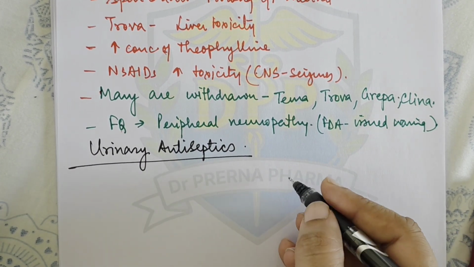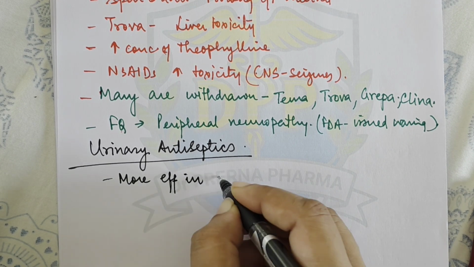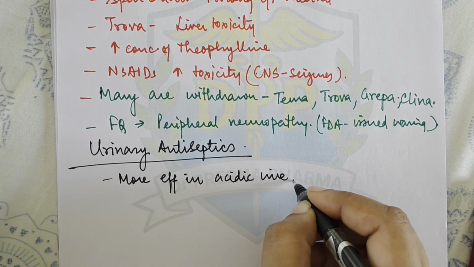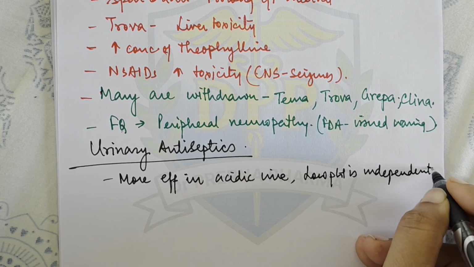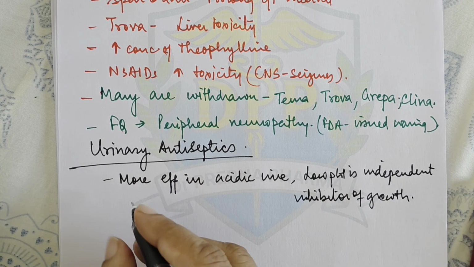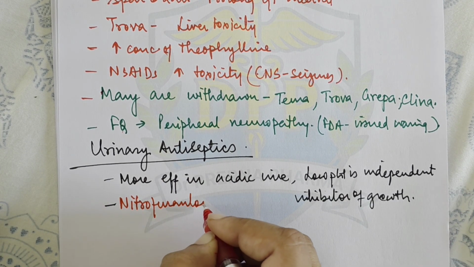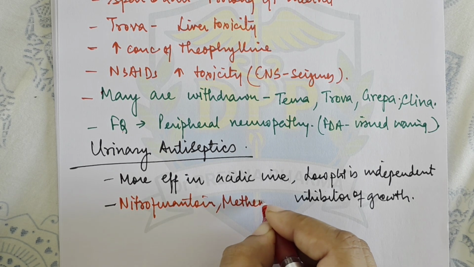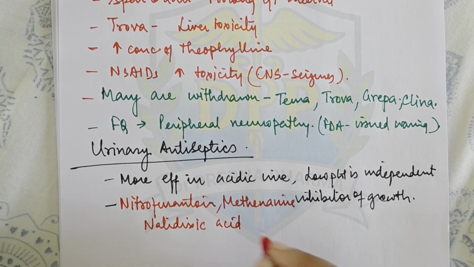Next is urinary antiseptics. Urinary antiseptics are oral drugs, and they suppress bacterial growth. They are more effective in acidic urine because low pH is an independent inhibitor of bacterial growth. The important urinary antiseptics are nitrofurantoin, methenamine, and nalidixic acid. Okay.